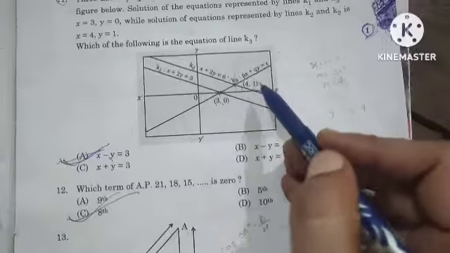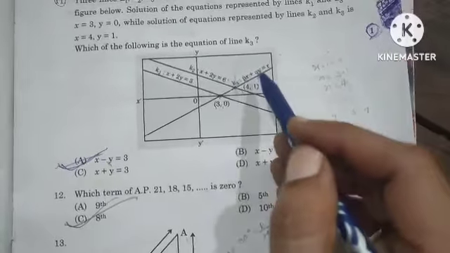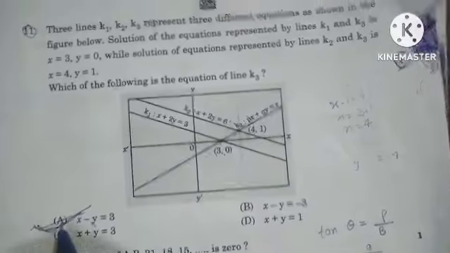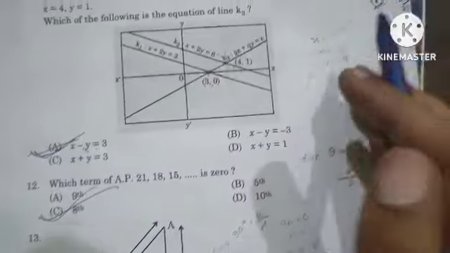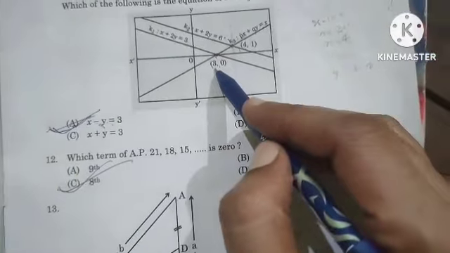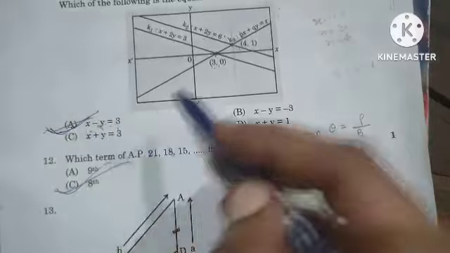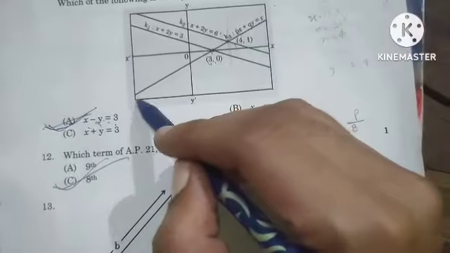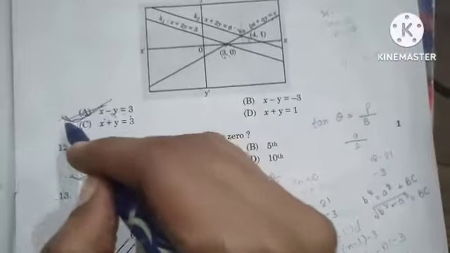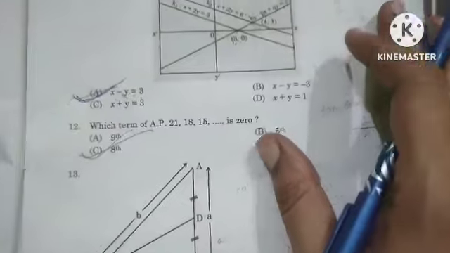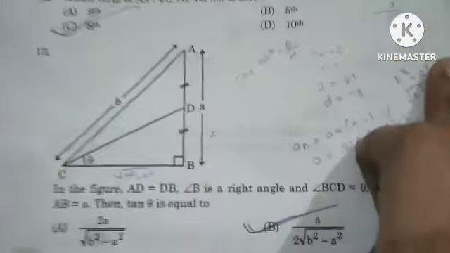So we can put the coordinates which lie on the line and check which equation is satisfied. Clearly see that 4, 1 is only satisfied by option A, x minus y is equal to 3. Also you can put 3, 0, they are also satisfied because both coordinates lie on this K3 line, the equation of K3. So the correct option is option number A, x minus y is equal to 3. Now move on to question number 12.